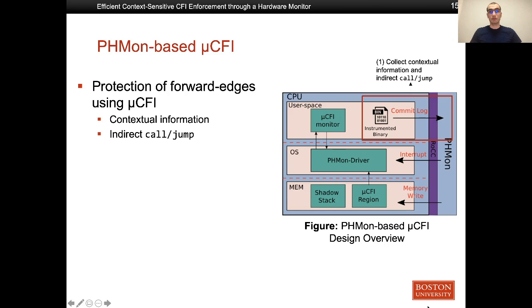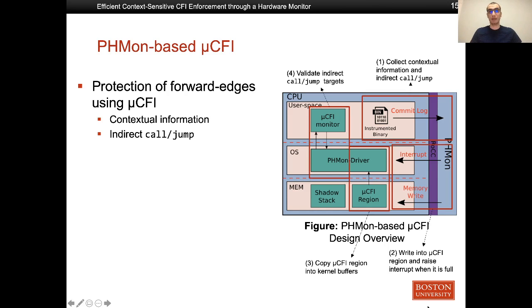In addition to contextual information, we need to collect indirect call and jump targets with PHMON. So we instrument the program to help PHMON collect this information, and whenever PHMON observes these values in the commit log, it performs follow-up actions, which is basically writing these values into a memory region called the micro CFI region. And whenever the micro CFI region becomes full, the PHMON driver, a kernel driver, copies the content of this region into kernel buffers.